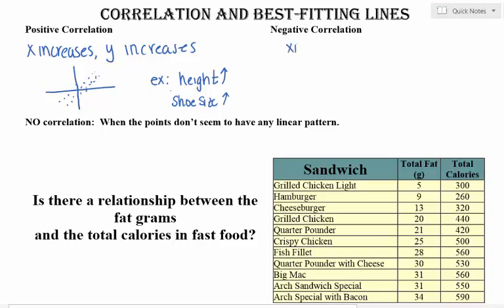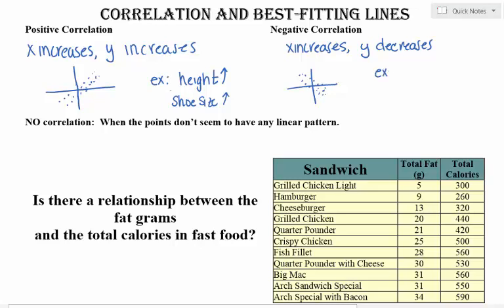A negative correlation means that as x increases, y decreases. So if we were to plot points, they would go in a negative fashion, right? As x increases, y decreases.